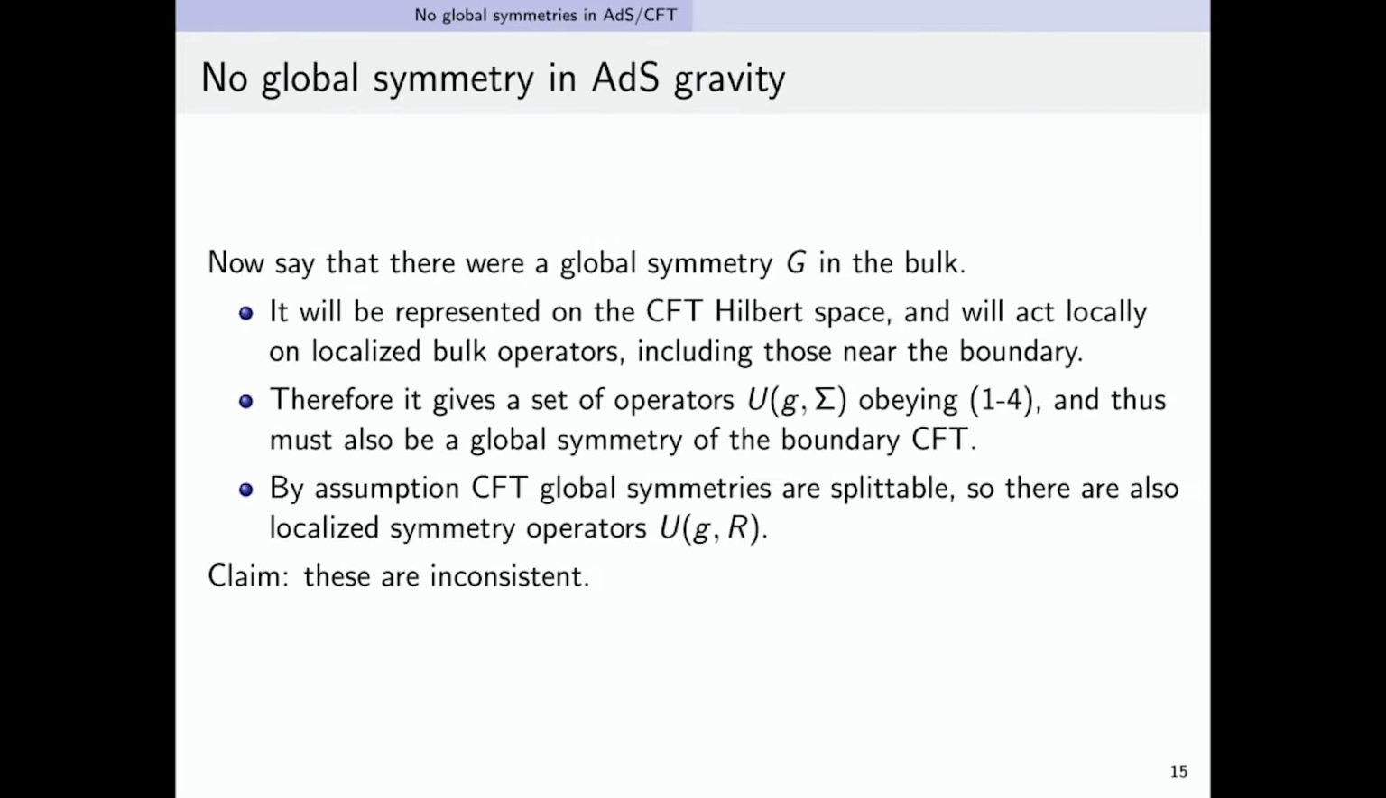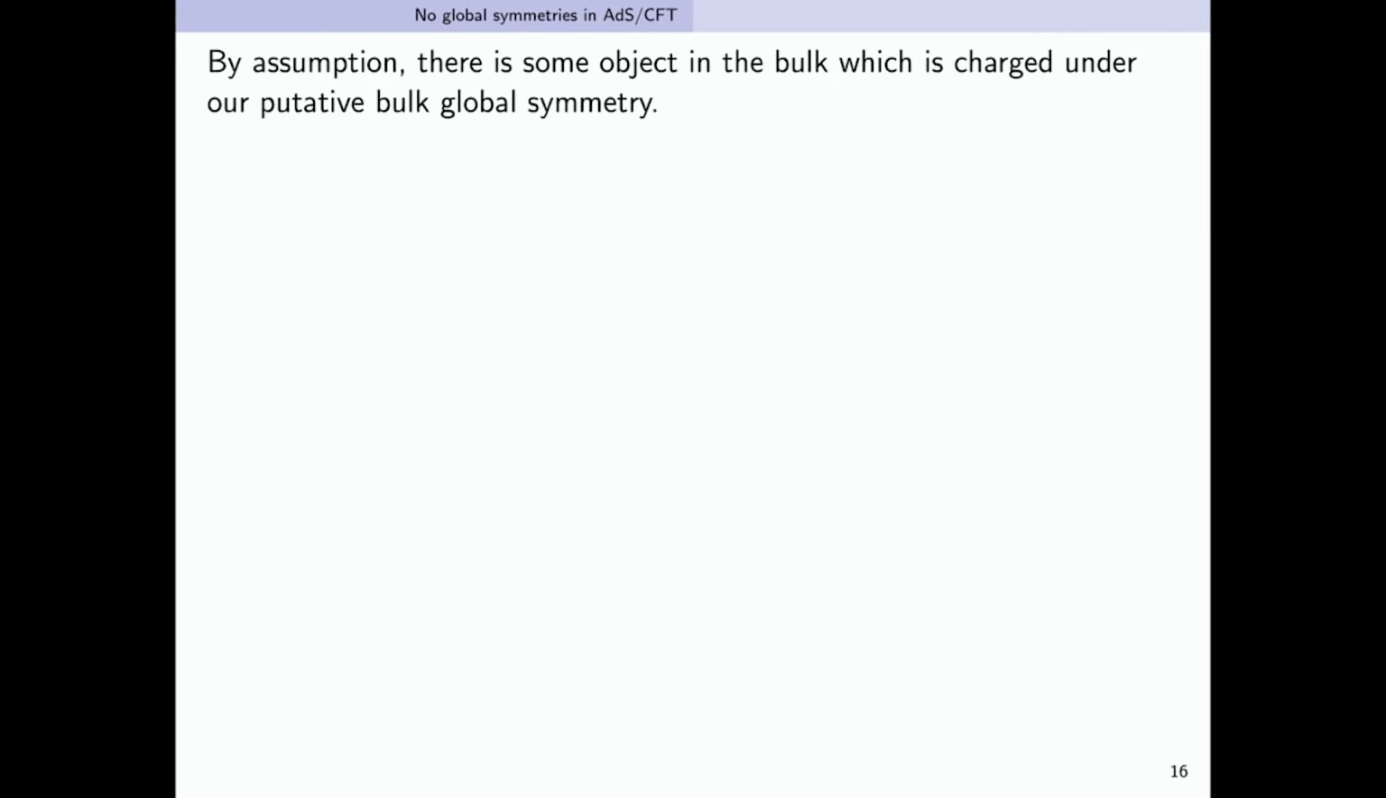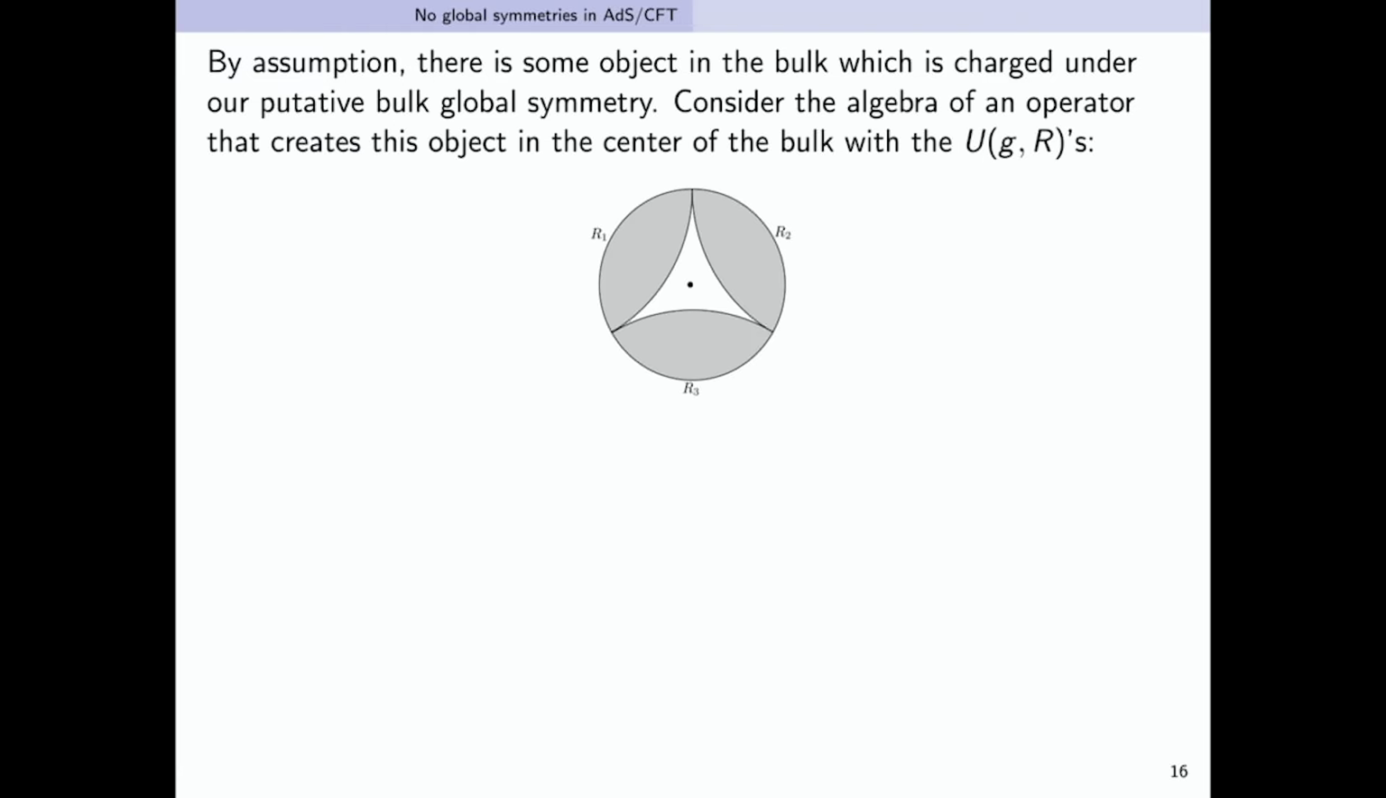Okay, so good. So let's see the contradiction. By assumption, there's some object in the bulk which is charged under our putative bulk global symmetry. Some object. Because if not, then what is this symmetry? And so then we consider the algebra of an operator that creates this object, say right here in the center of AdS. This is a spatial slice here, with these boundary symmetry operators in a region that we talked about in the previous slide.